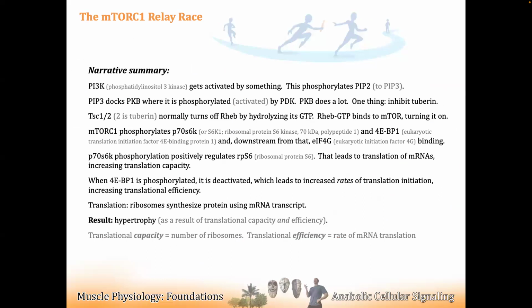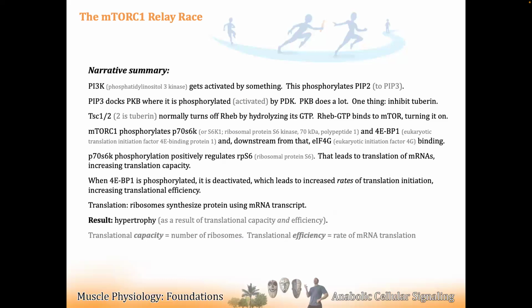So as we get to the end of this lecture, let's just do the narrative summary. Get rid of the diagrams and just put it into words. The story of hypertrophy. PI3K gets activated by something, insulin or some sort of growth factor, insulin-like growth factor or something like that. PI3K phosphorylates PIP2 into PIP3. Phosphatidylinositol bisphosphate becomes triphosphate. So PIP2 gets its third phosphate and becomes PIP3, phosphatidylinositol triphosphate.